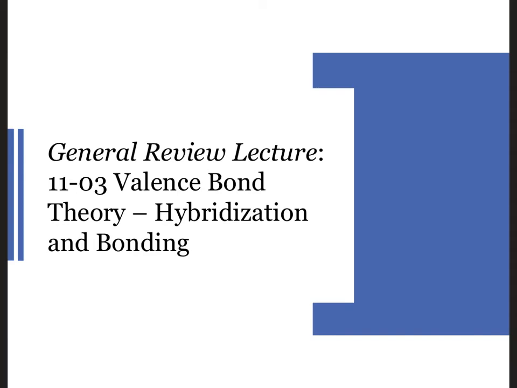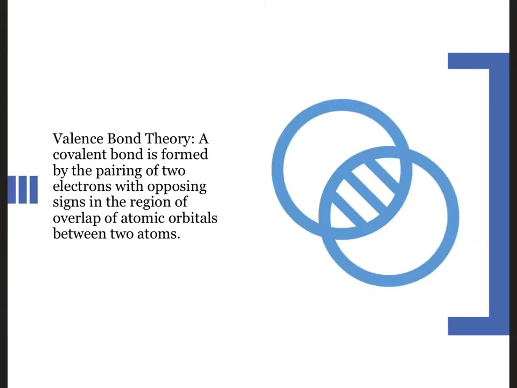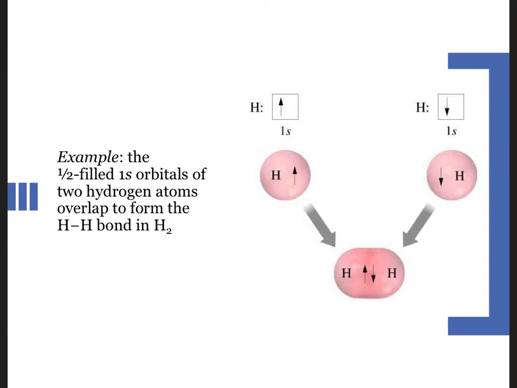As requested, this is a general review lecture for everything covered in the two previous posits over valence bond theory. Recall that valence bond theory talks about how a covalent bond is formed by the pairing of two electrons with opposing spins, so spin up and spin down, in the region of overlap of atomic orbitals between two atoms.